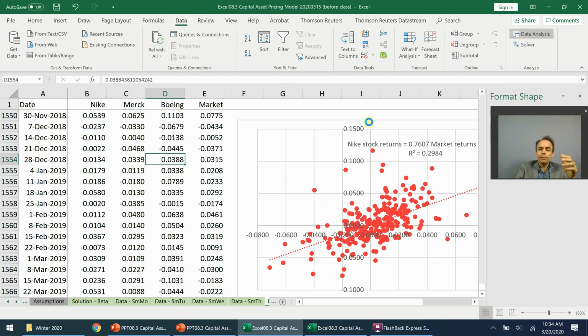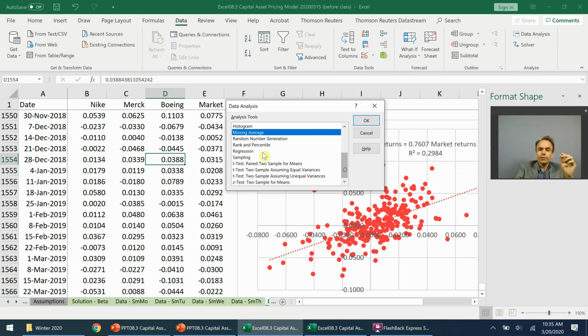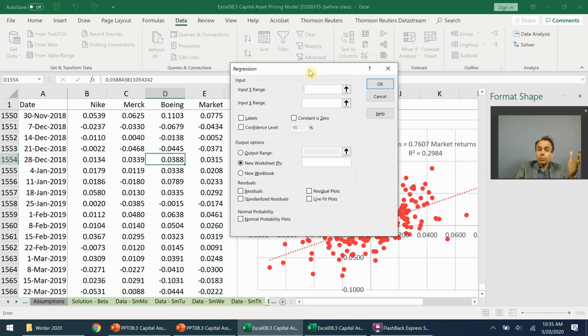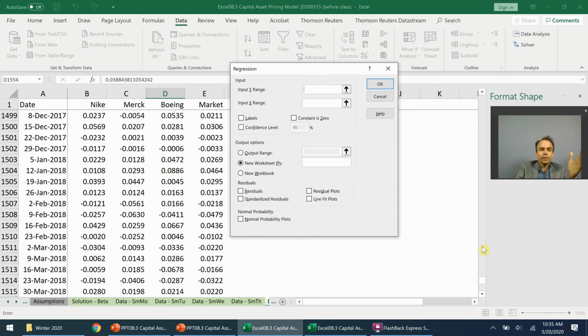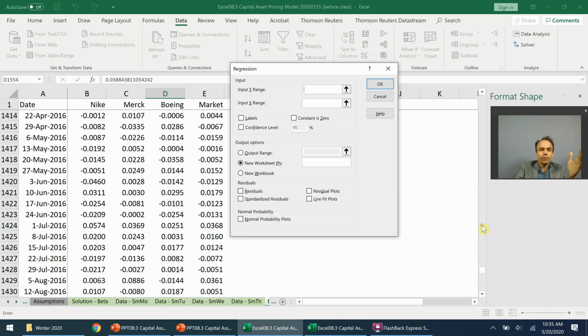If I click on Data Analysis, a dialog box opens. If I scroll down to the bottom of that dialog box, I click on Regression. I hit OK, and another dialog box opens asking me for some information. It's going to ask me what's in the Y range. That's the weekly returns on Nike. I'm going to highlight the cells from March 2014 to March 2019 using the same rows we had earlier.